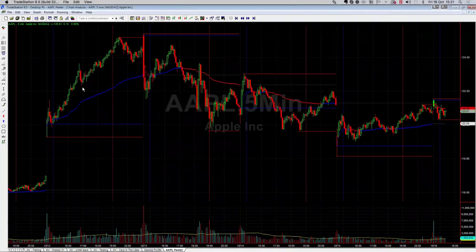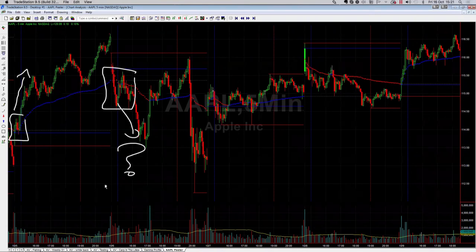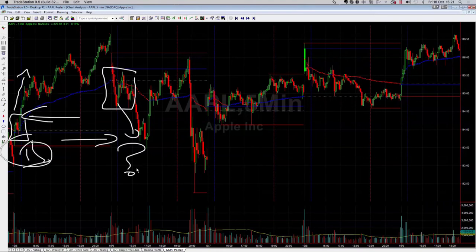Because remember, we're looking for that momentum. Let me just find the ideal example. We're looking for the momentum trade. We're looking for that wallop. That's a perfect example. It's looking more like this right now. Again, not the best momentum trade. So I want more of number 1 and less of number 2.